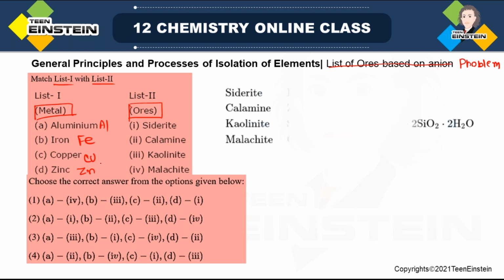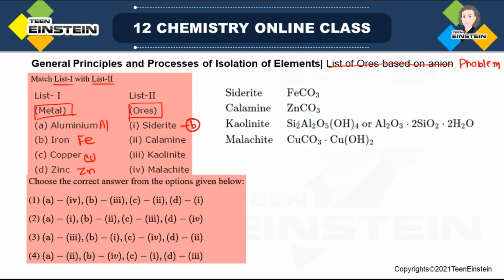Okay, so see here we have all these examples. Siderite, which is basically FeCO3. That means 1 is matching with B. Then calamine, it is zinc carbonate. That means 2 is matching with D.